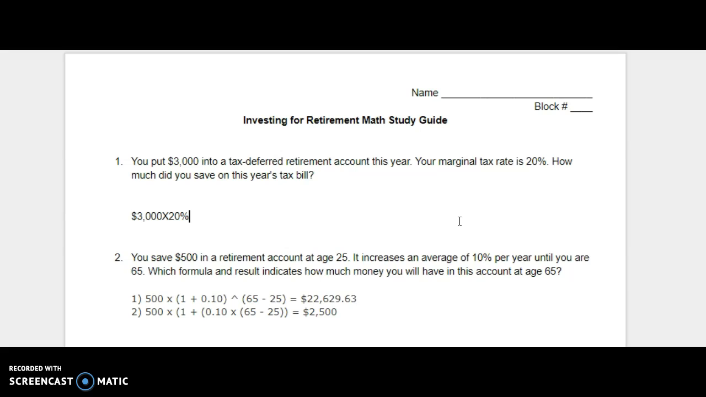we're going to multiply that by 20%. So let's go ahead and move that decimal place over 2, so 0.2, to find out just exactly how much we've saved by putting $3,000 away this year. So we have actually saved ourselves $600 by putting away $3,000 into a retirement fund.